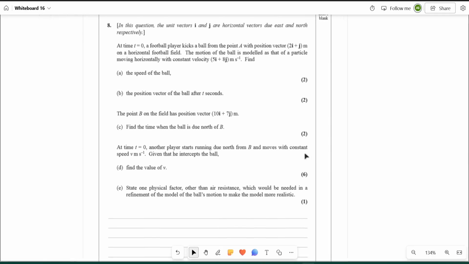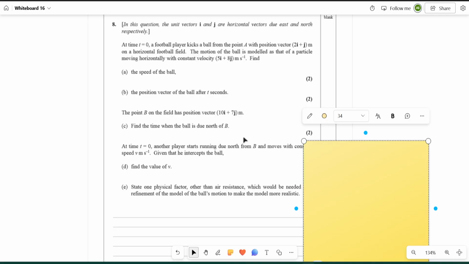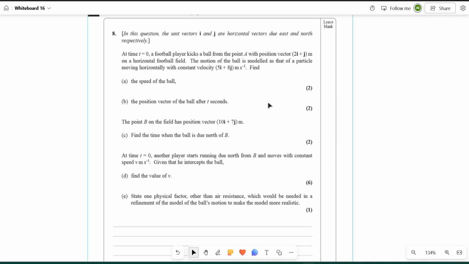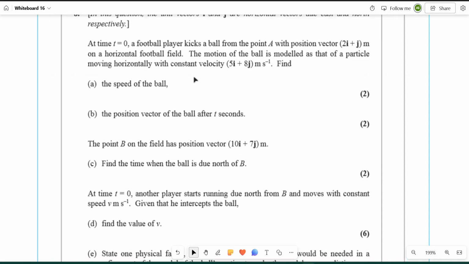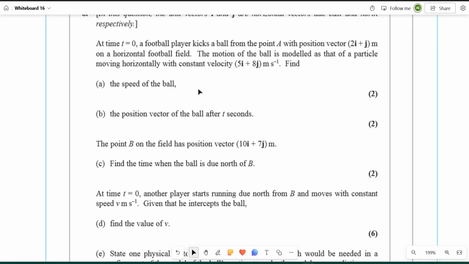Let's read the question. This is another question. At time t equals 0, a football player kicks a ball from the point A with a position vector. So this is the position of point A on a horizontal football field. The motion of the ball is modeled as that of a particle moving horizontally with a constant velocity of 5i plus 8j. Find the speed of the ball.